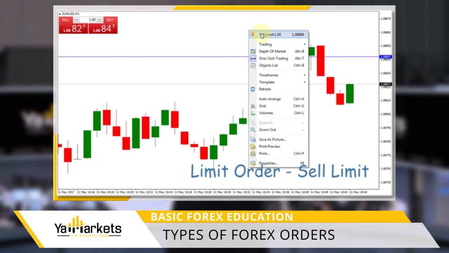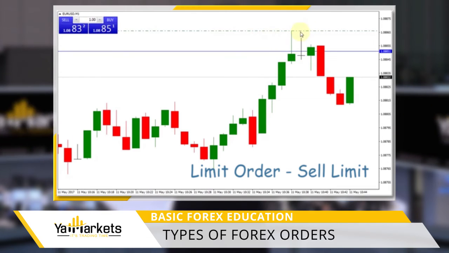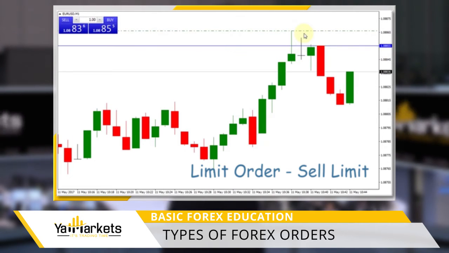A sell limit is an order to sell at the limit price. This price will always be above the current market price. The trader wants to sell, but only if he can sell at a price higher than the market price.